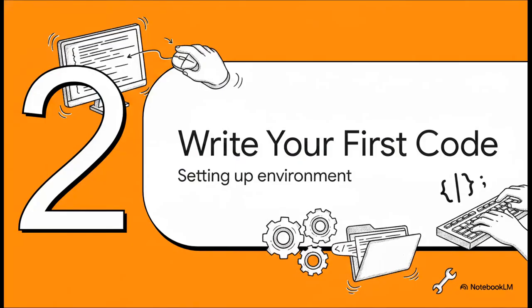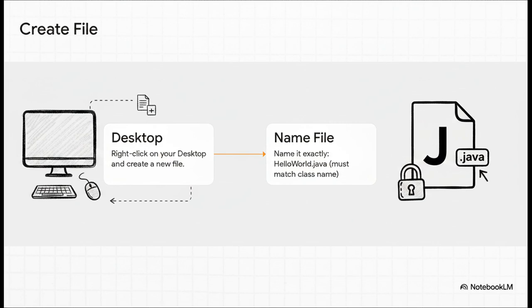Moving right along to Section 2, writing your first code. Let's get your environment set up. The process starts super simply, right on your desktop. Go ahead and right-click to create a brand new file. But wait, pay super close attention to Step 2 here, because this is absolutely crucial. Your file name must perfectly match the class name we're about to type. So you need to name this file exactly HelloWorld.java. That's with a capital H and a capital W, no spaces.